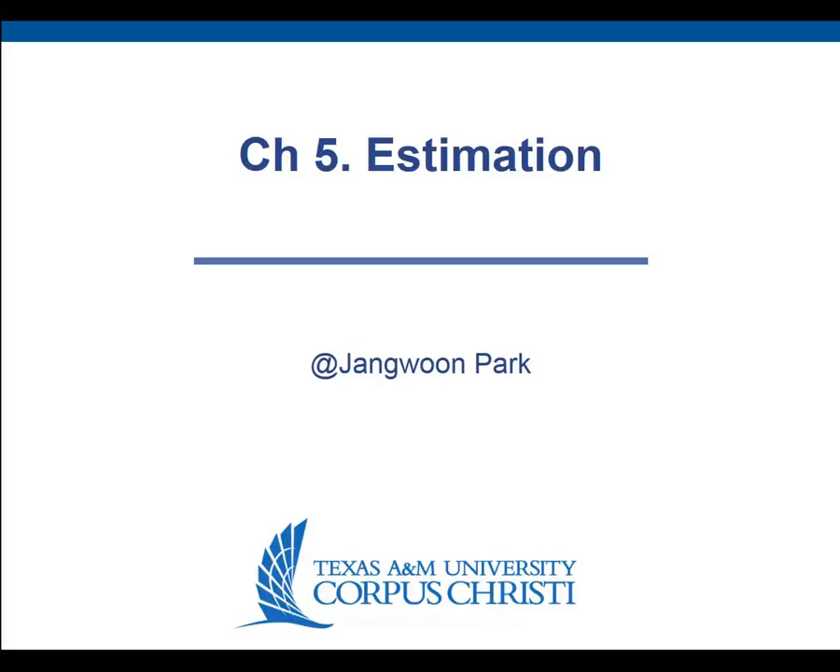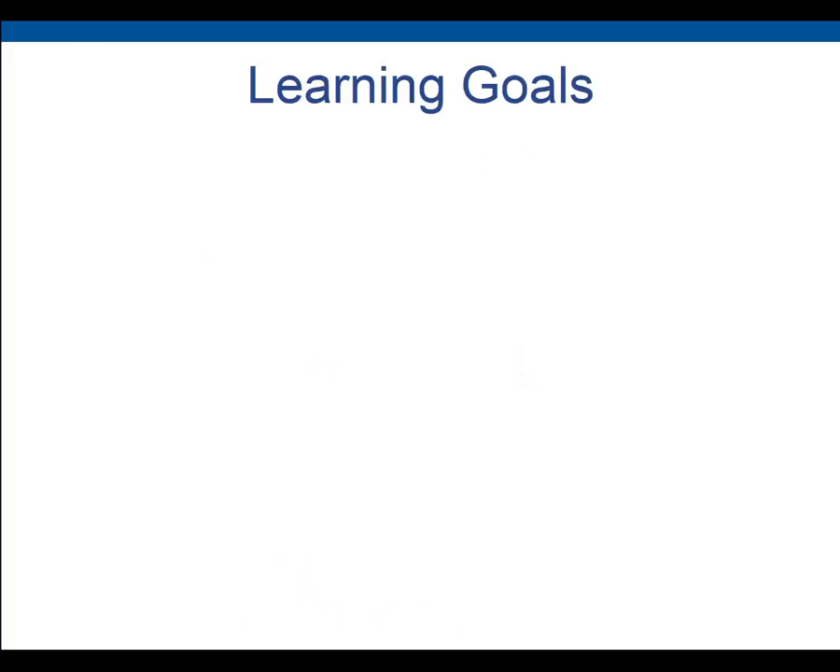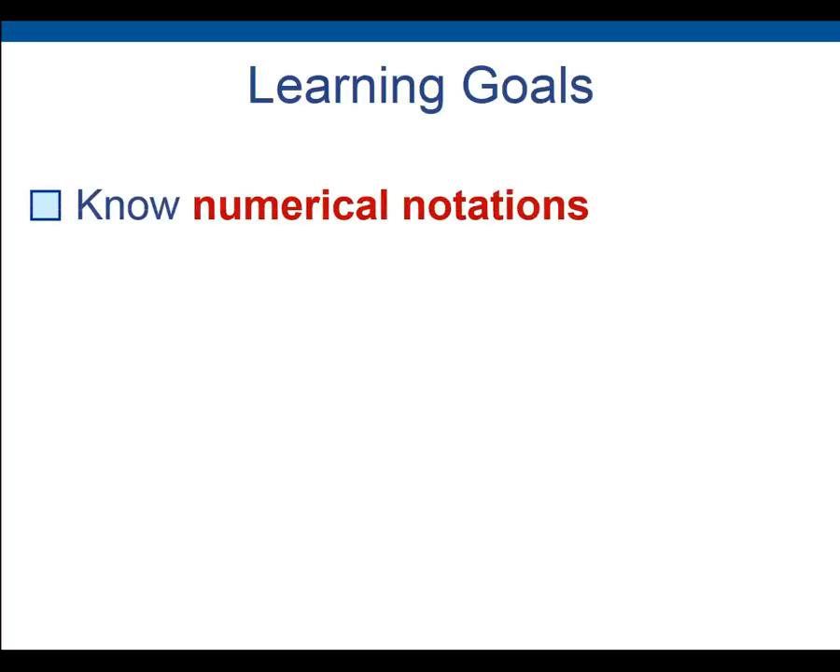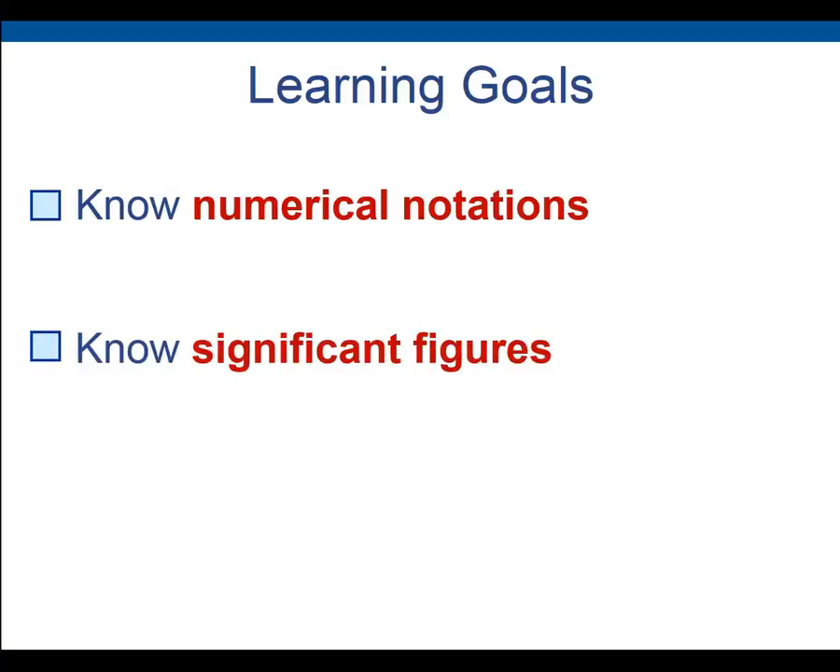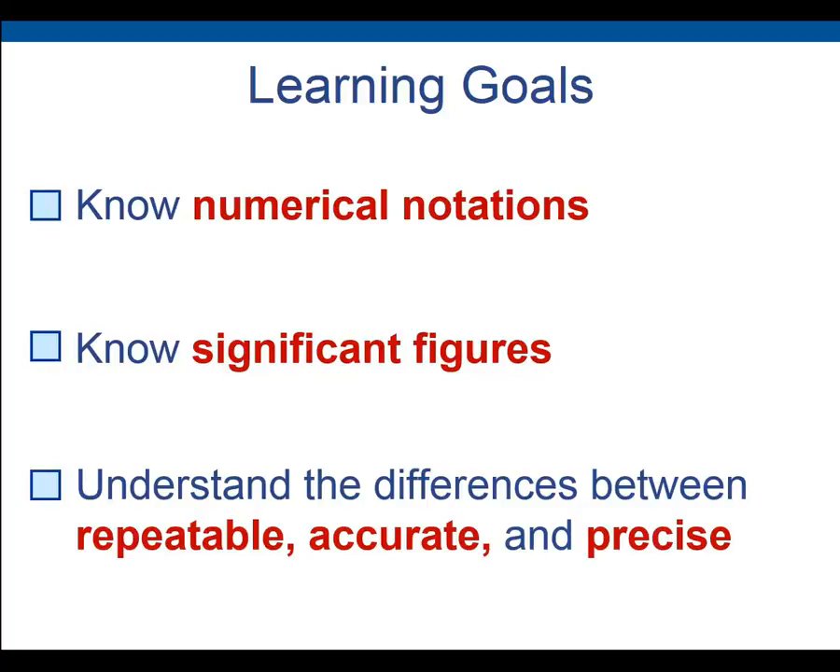Let's go to chapter 5, estimation. There are 3 goals in this class. First one is no numerical notations. Second one is no significant figures. And the last one is understand the differences between repeatable, accurate, and precise.